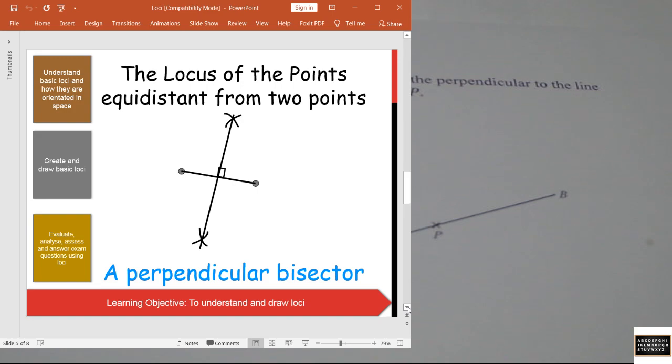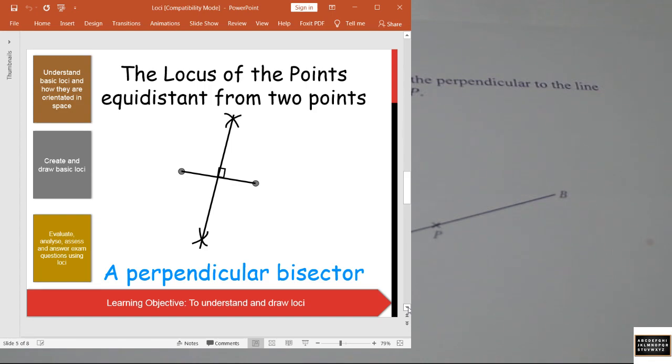This one here is the perpendicular bisector. I'll show you how to do this today. It's very straightforward. You'll definitely need a compass though. You don't need a ruler except to draw the start line, that's it, and to draw the construction line at the end. But a compass is really important, so make sure you have a compass with you.